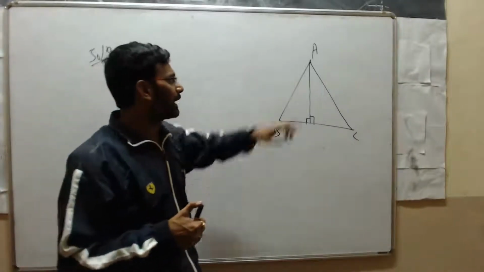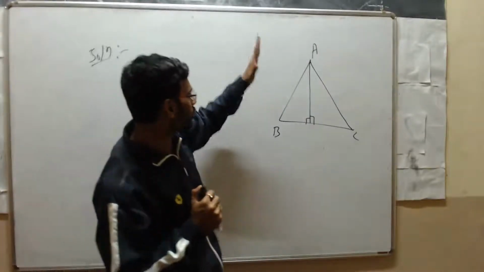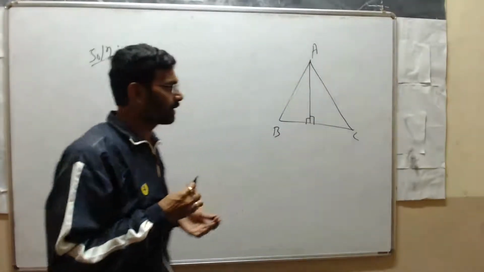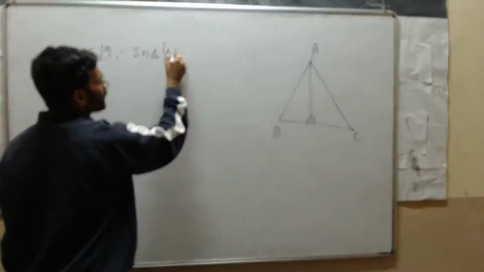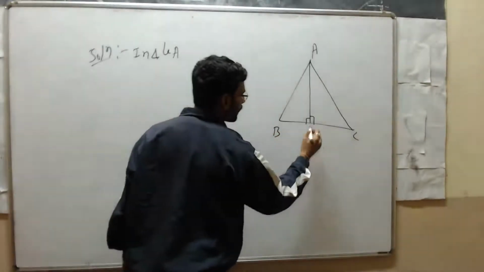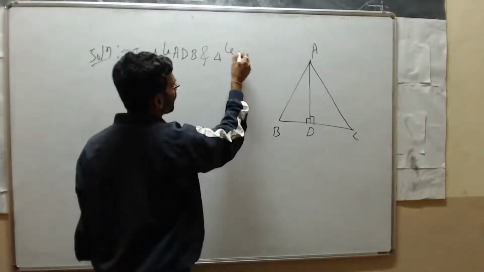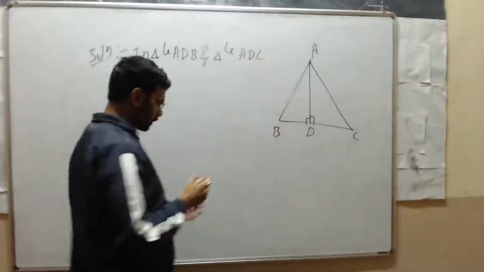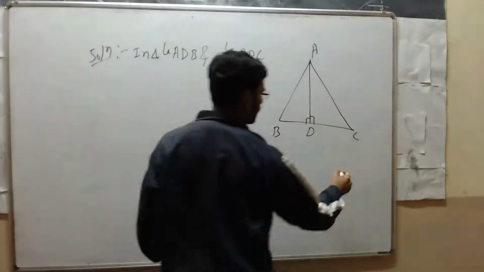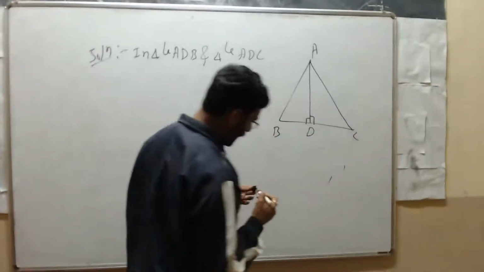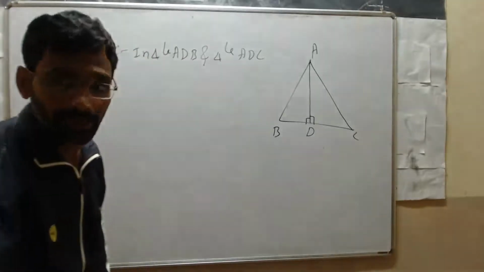Two triangles. AD divides ABC into two triangles. Our intention is like this: we have to prove AB equal to what? AC. First we have to consider triangle ADB and triangle ADC. First we have to consider these two. In triangle ADB and triangle ADC we have to prove AB equal to AC.